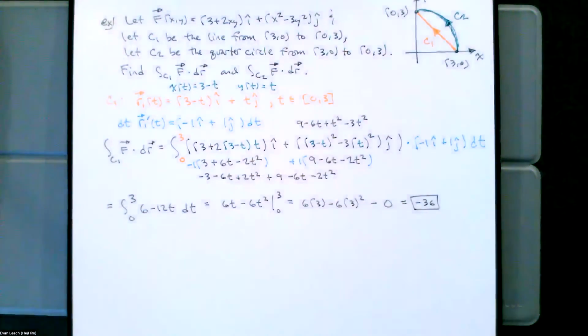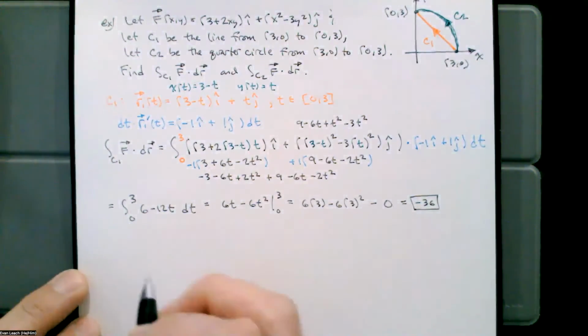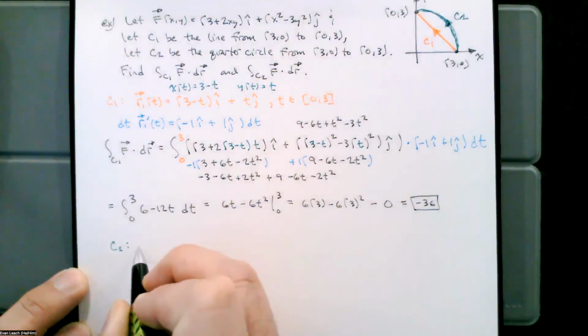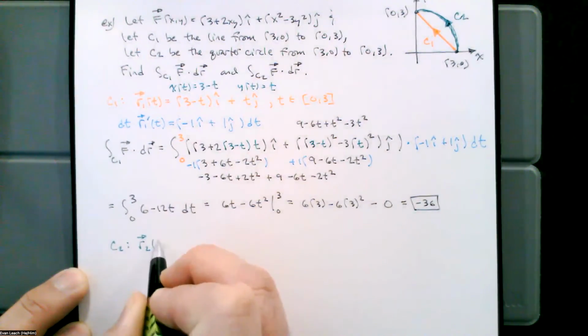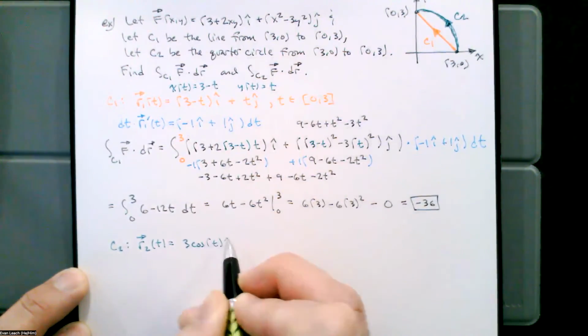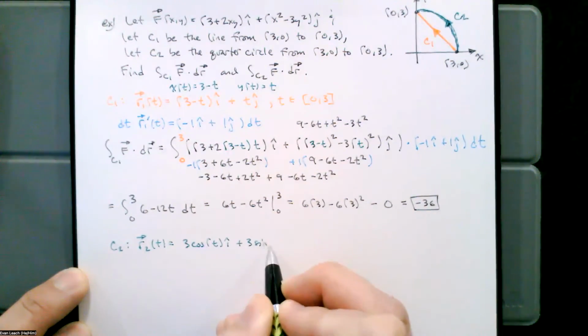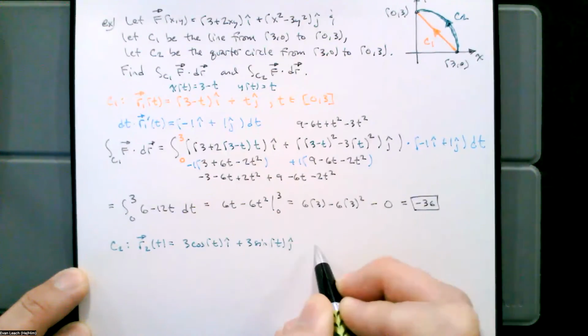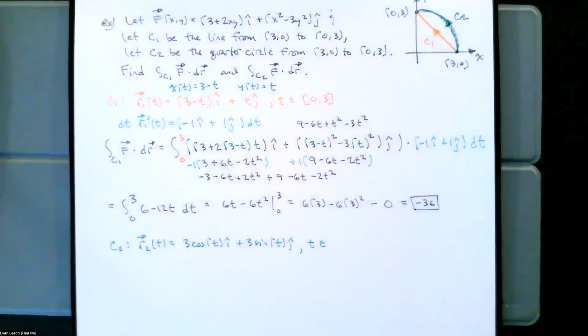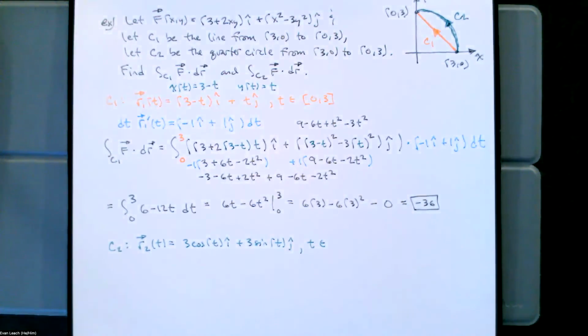So that's only one part. We integrated the vector field over C1. We also want to integrate this vector field over C2. Our parameterization is going to be similar to the parameterization we used last week. So our R2 of t will be 3 cosine t i plus 3 sine t j. I only want to go through the first quadrant, so I'm gonna have my parameterization go from 0 to pi over 2.